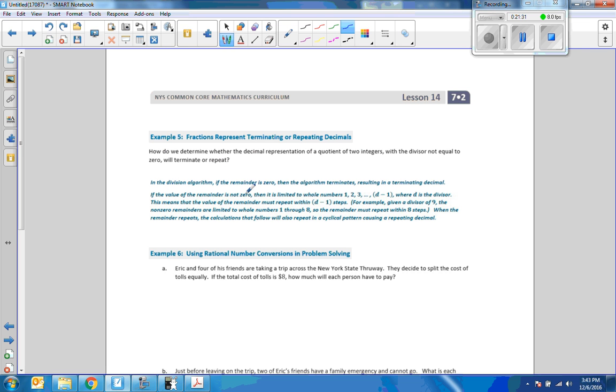If the value of the remainder is not zero, then it is limited to a whole number, 1, 2, 3, all the way up to d minus 1, where d is the divisor. This means that the value of the remainder must repeat within those many steps. For example, given a divisor of 9, the non-zero remainders are limited to whole numbers 1 through 8, so the remainder must repeat within 8 steps. When the remainder repeats, the calculation that follows will also repeat in a cyclical pattern, causing the repeating decimal.